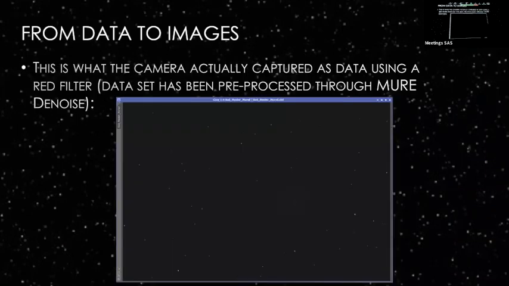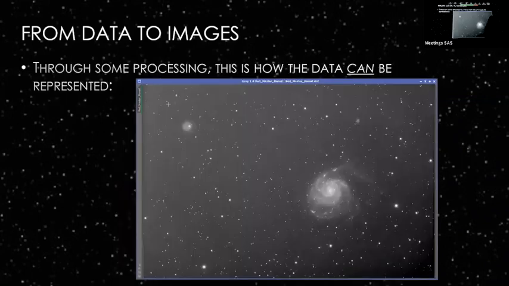So for one of my images, this is what the camera actually gathered as data using a red filter. This data set has been pre-processed, it's been stacked, and it's been through Mirror Denoise, for any astrophotographer out there. That's it. That's what I got. That's the data. Cool. Well, I want to visually represent what the camera actually captured a little bit differently. I want to make it more aesthetically pleasing. So I can stretch it, and now we kind of see all sorts of information that was still present in those images, but it becomes more apparent to our eye. So this is how the data can be represented.